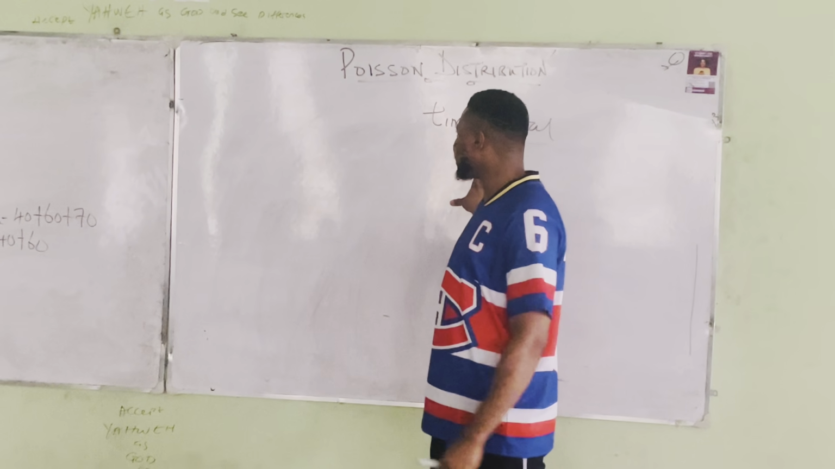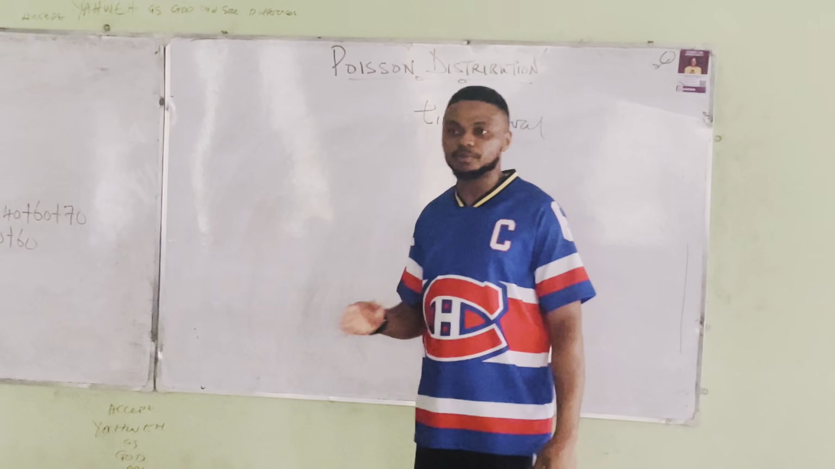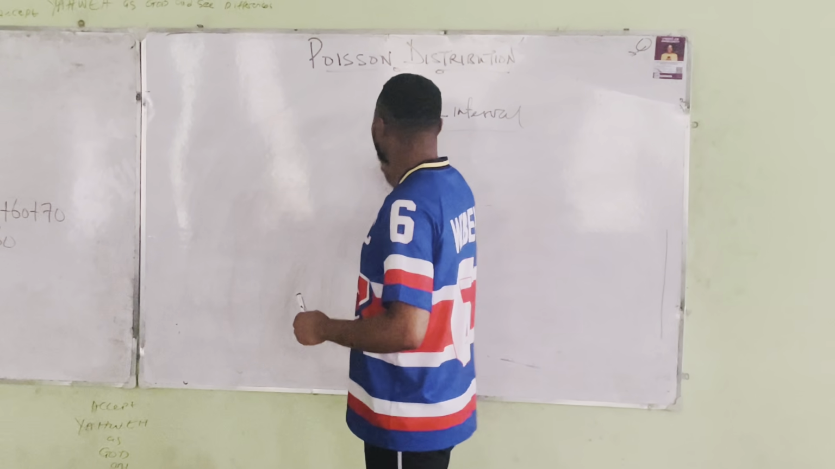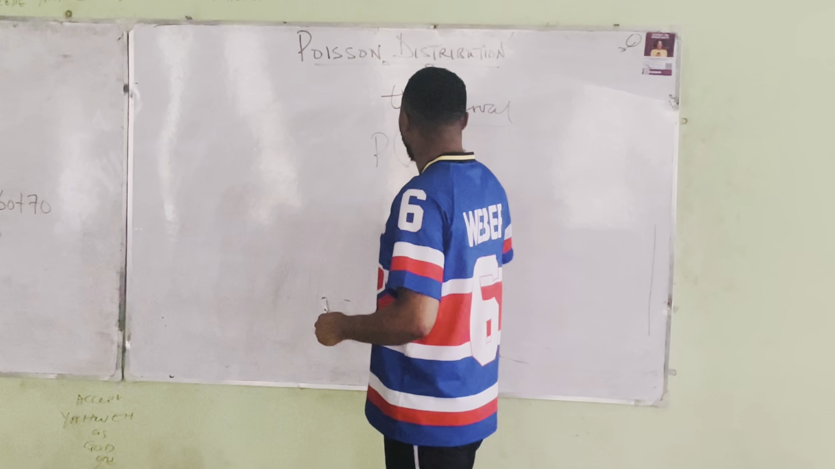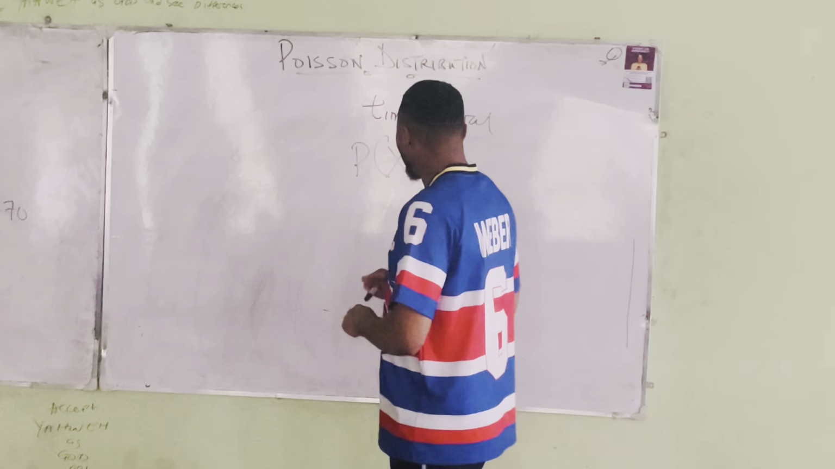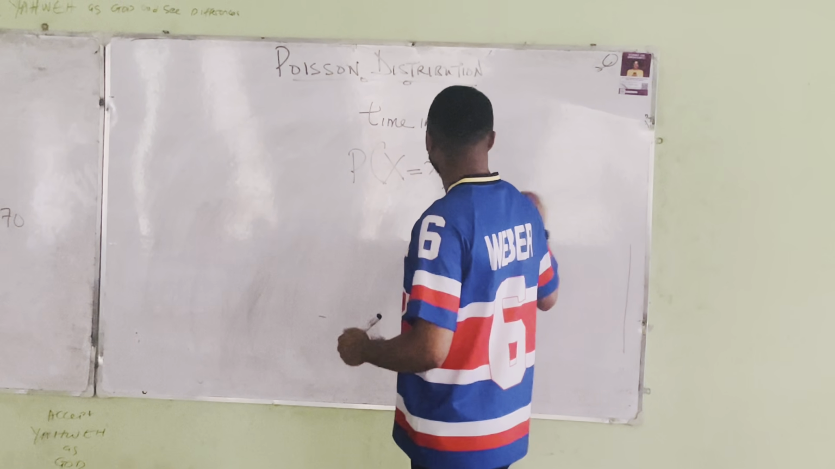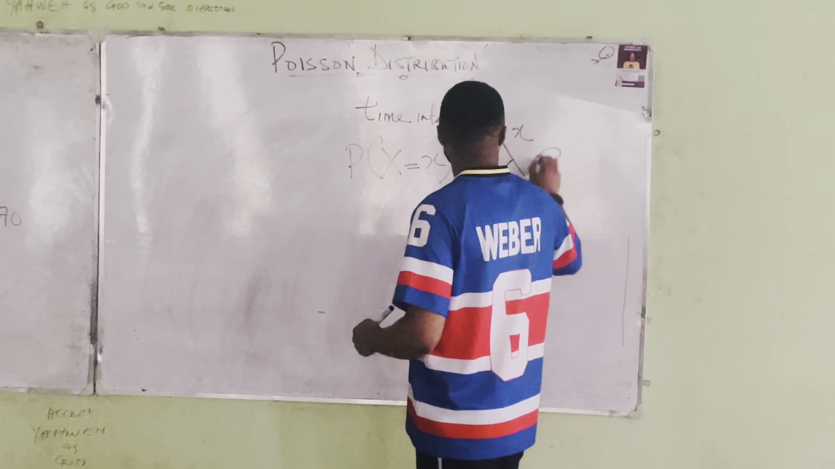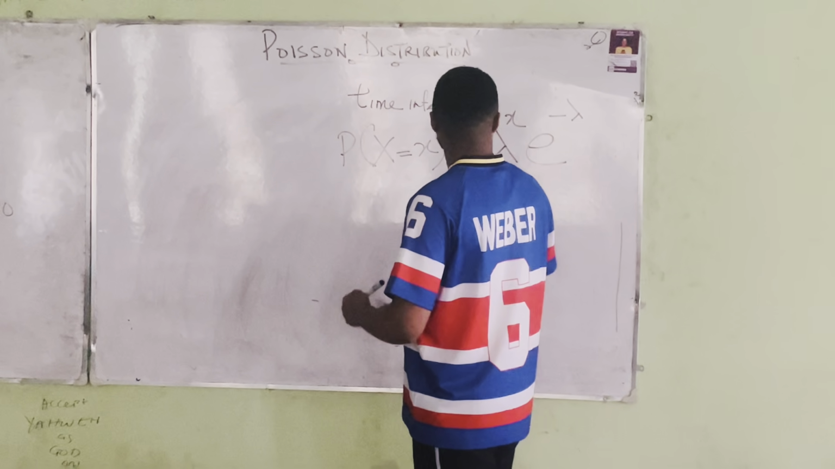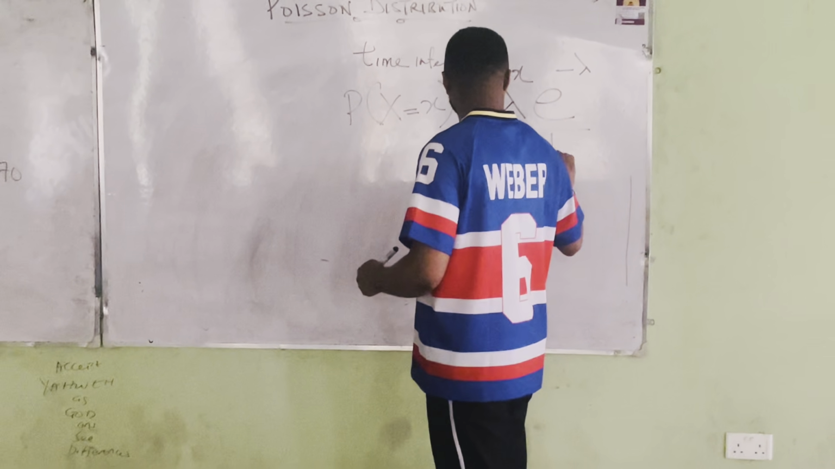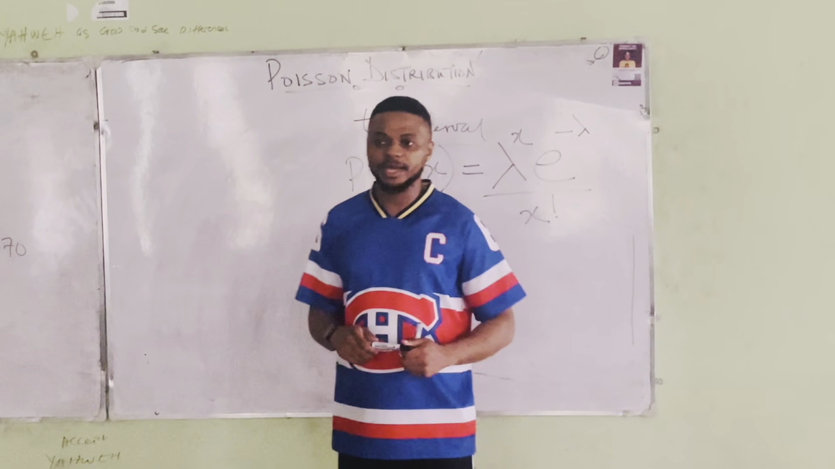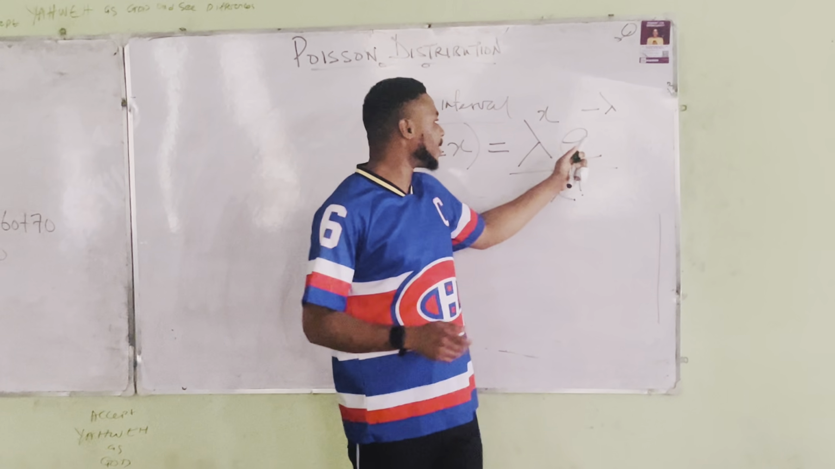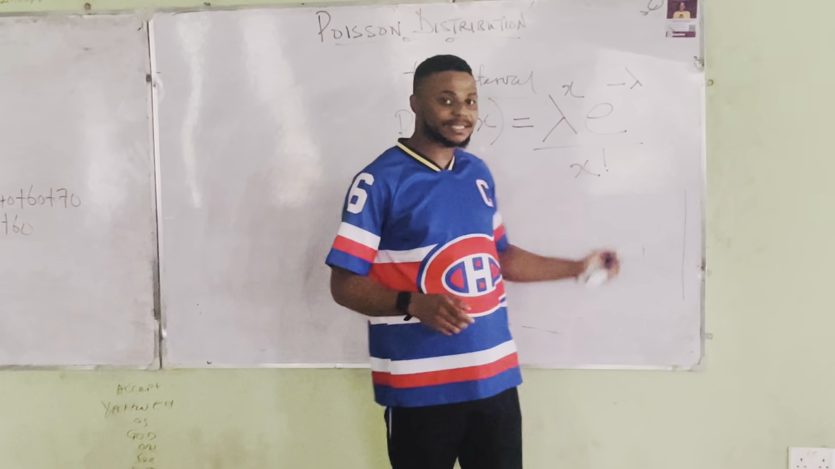Okay, so basically, when we look at Poisson distribution, there is a formula for it. The formula for Poisson distribution is given as the probability of x equal to small x equals lambda raised to power x, e raised to the power of minus lambda, all over x factorial.